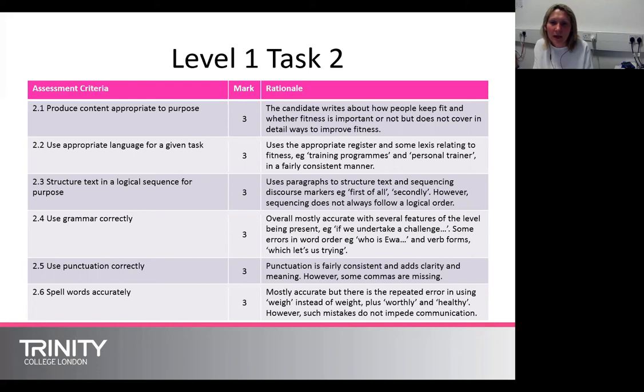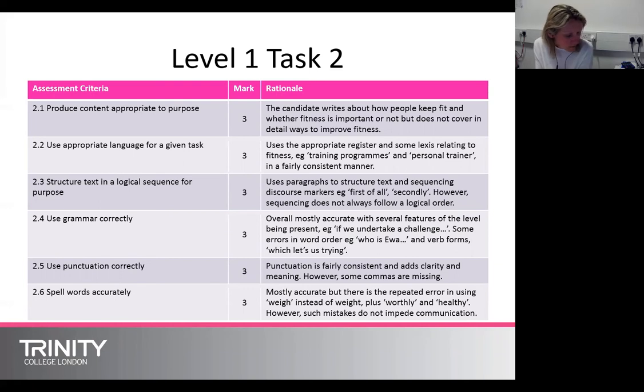Now, I'm going to have a quick look at the 2.4. When we're looking at 2.4, use grammar correctly, what happens sometimes is you get a script that is written correctly, accurately, but it's written using language below level. Now, when you look at the amplification for level 1, it asks for using sentences consisting of a main clause and 1 or more subordinate clauses. So, for example, using conditional sentences.